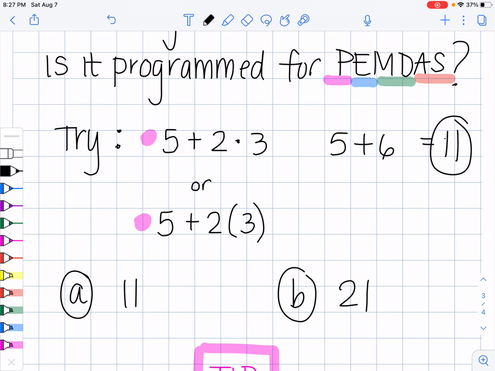So if you got 11 on your calculator, that means that your calculator is automatically programmed to do order of operations. If you're using, for example, an iPhone, on the scientific calculator, if you turn it sideways, it's not programmed for order of operations, so you'd have to enter it in the old school way.